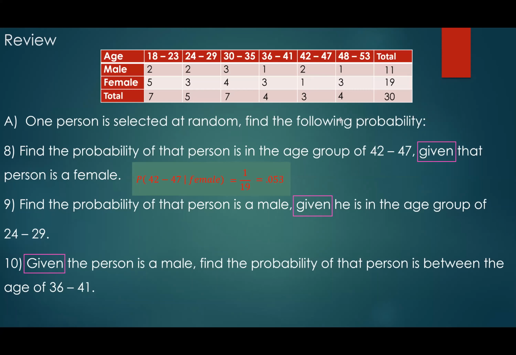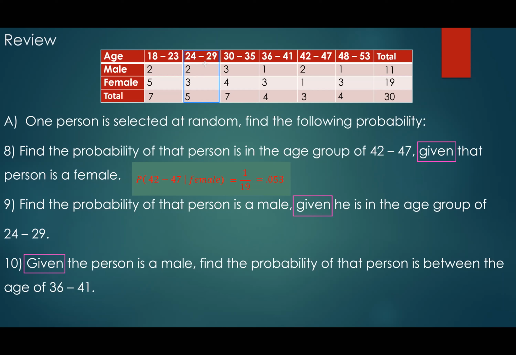So again, you have 2 items, right? You have a male and you have the age group of 24 to 29. Those are your 2 conditions. Now you ask yourself, what is the condition that I need to extract out first? What is the condition that has to happen first? Which is, reminder, anything following the word given. Meaning, looking at this, everybody see that I need to extract out the age group of 24 to 29 first.